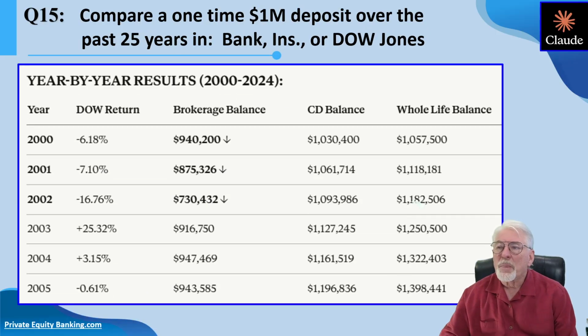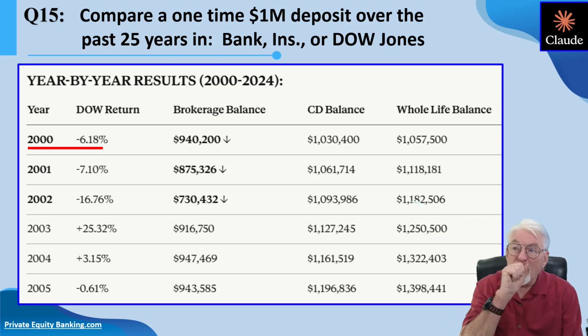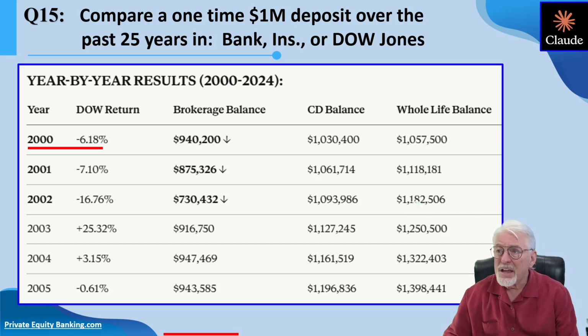Okay, here we go. Starting 25 years ago, in the year 2000, that first year, you may recall, because of what happened on 9/11, we had a negative 6.8%. So your million has dropped from $1 million to $940,000. Whereas your bank CD went up by 4%, so it's at $1,030,000, and your whole life insurance went up by 5.75%, so you have $1,057,500.